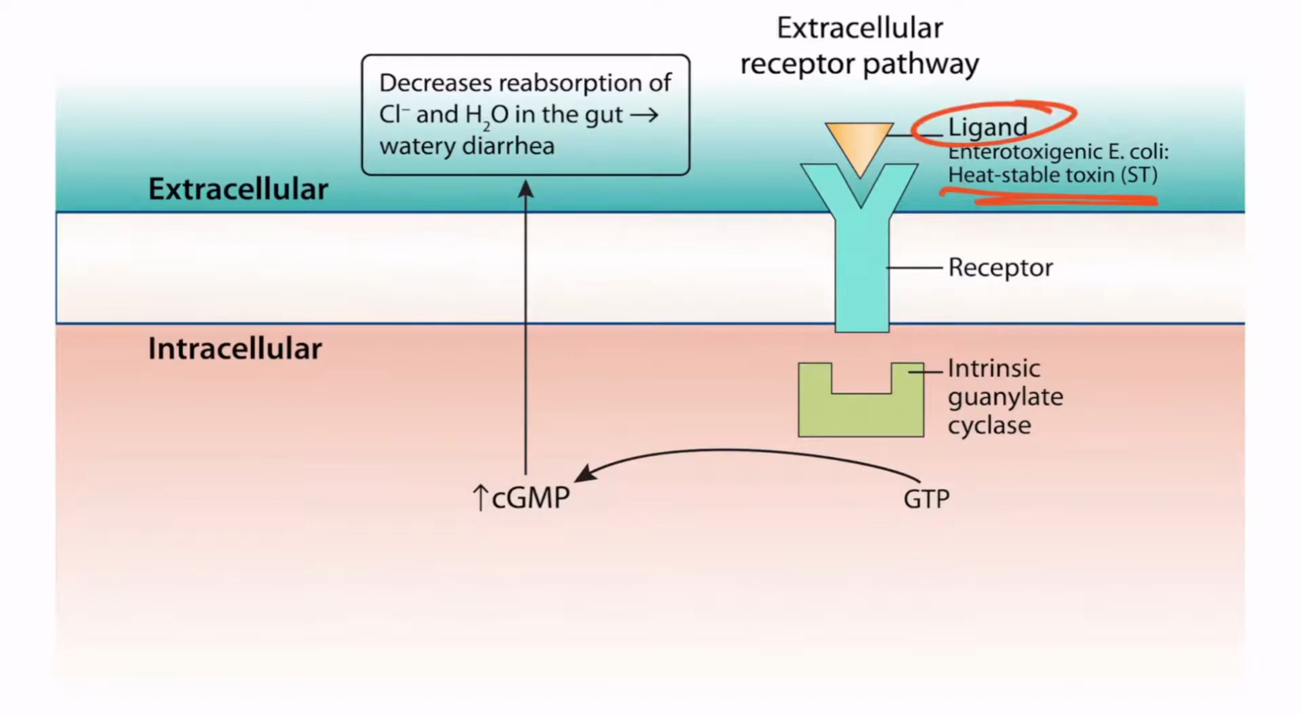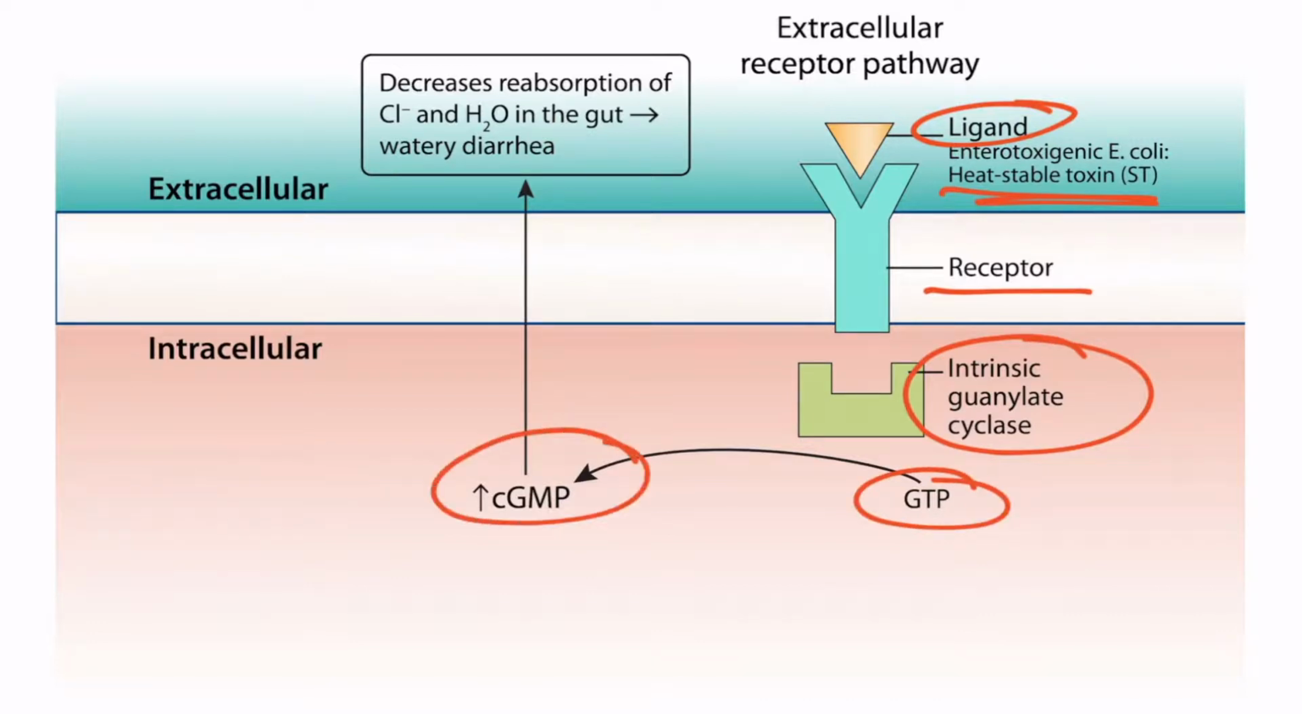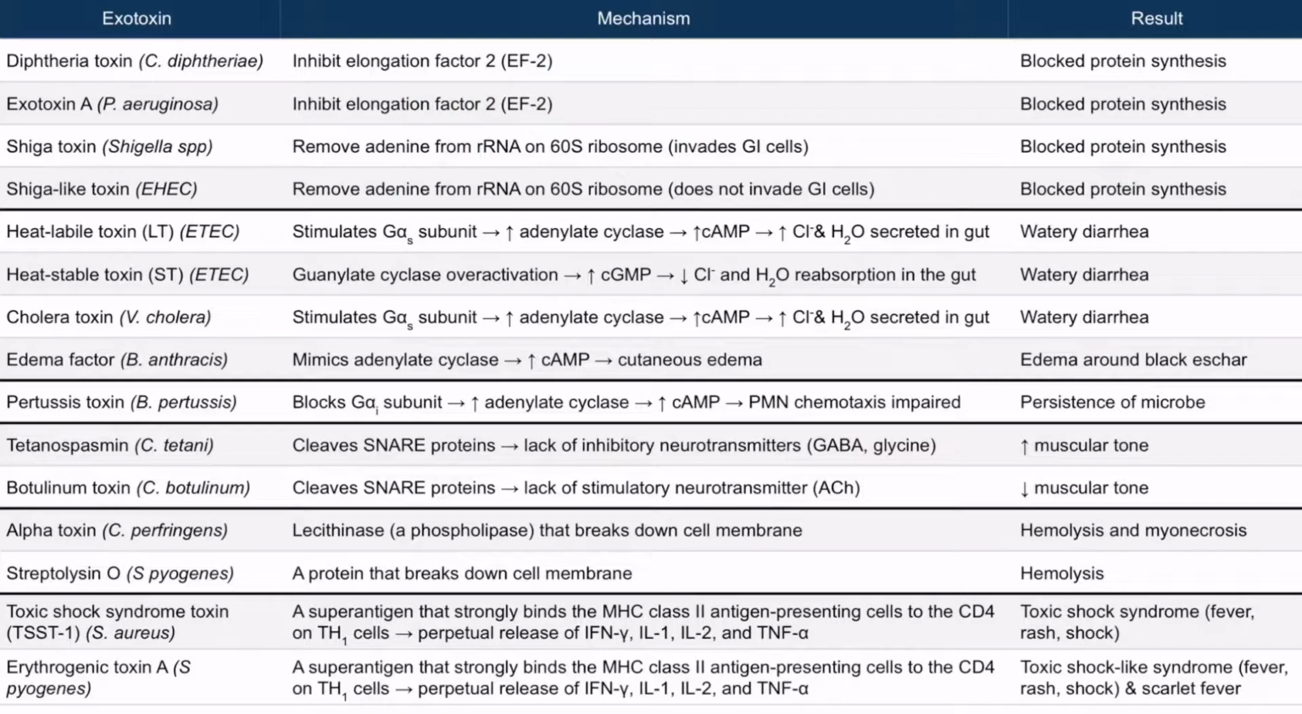So it'll bind to this receptor and trigger intrinsic guanylate cyclase, which will cause GTP to be converted to cyclic GMP. And the net effect of all this increased cyclic GMP is decreased reabsorption of chloride and water in the gut, leading to watery diarrhea. So we just covered these 4 toxins.